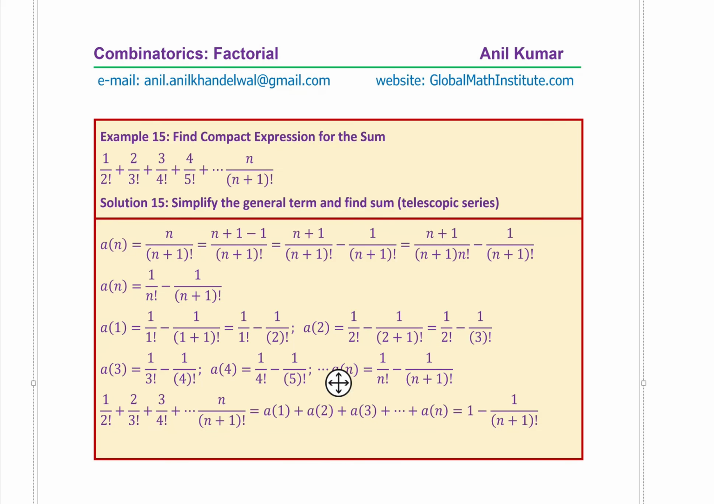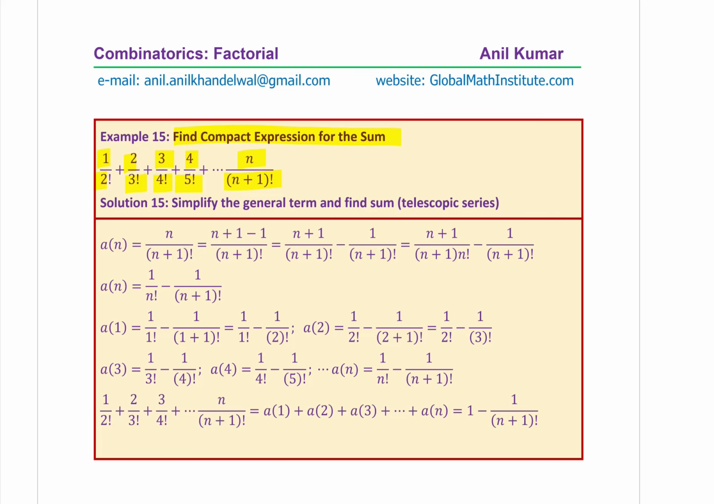The last question here is again seen in many exams. We need to now prove that 1 over 2 factorial plus 2 over 3 factorial plus 3 over 4 factorial plus 4 over 5 factorial and so on up to n over (n plus 1) factorial is what? So the question here is to find the compact expression for this sum. This is what we need to figure out. Now, you're supposed to do this. So take a break, pause the video, answer this question, and then look into my suggestions.